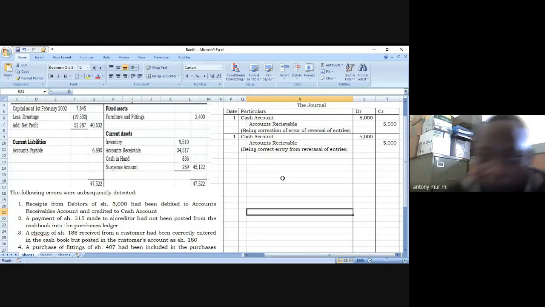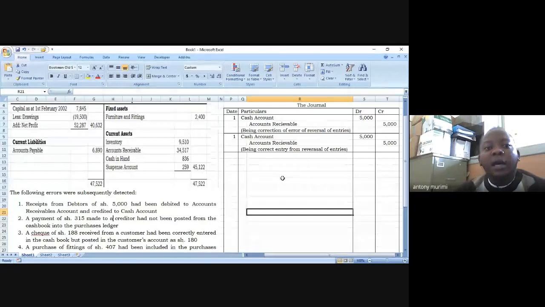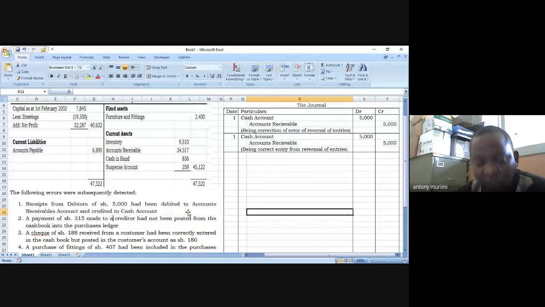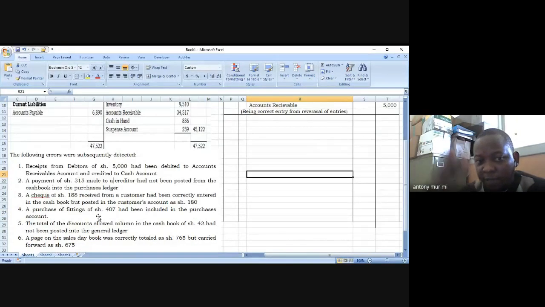Anyway, okay, what I've done, you see, this is from the first error, that is the receipt from debtors of 5,000 being debited. Okay, the correct entry for this transaction should have been debiting cash account and crediting debtors. Are we together? Yes. So receipts from debtors should be debited in cash, credited in the debtors account.